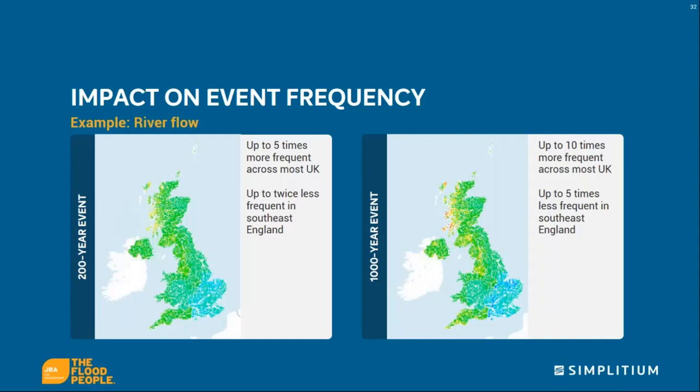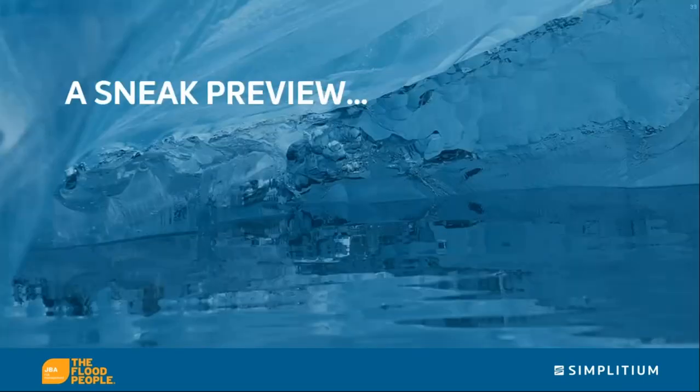Now for surface water, again, we see autumn rainfall events becoming more frequent over western parts of the UK. And for surge, compared to river and rainfall events, the frequency change is less pronounced. Spatial patterns indicate that locations along the south coast of the UK and in northern Scotland are actually most impacted by climate change.